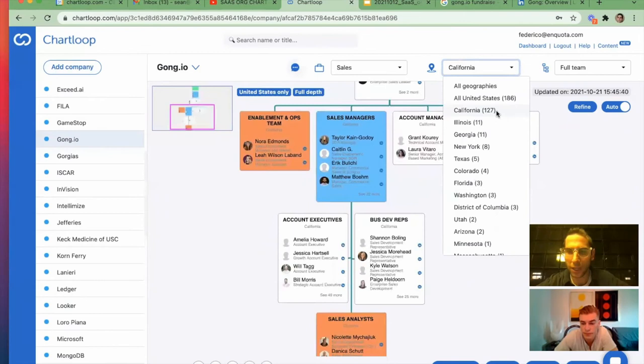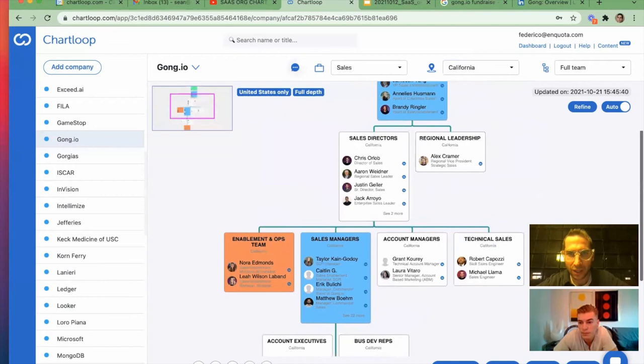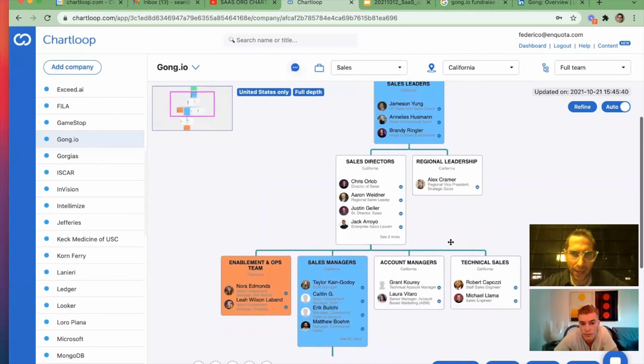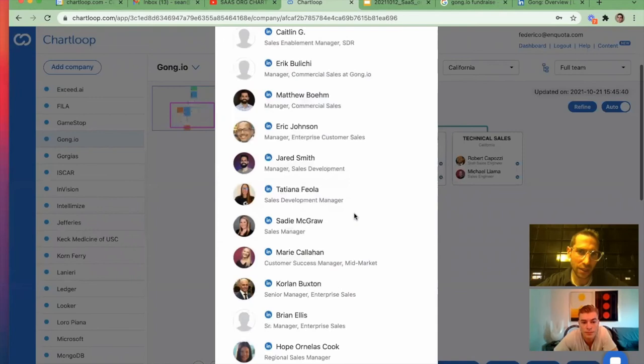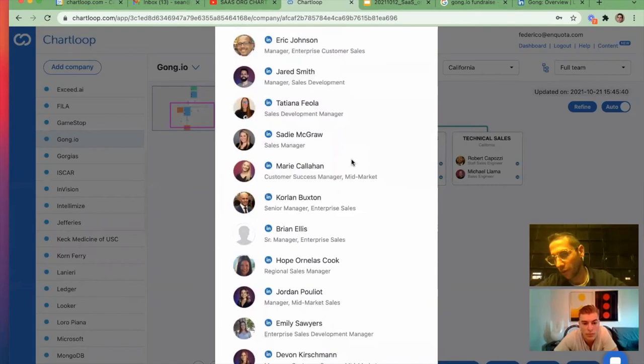And the main buckets here are, obviously, we have the CRO and some of the VPs and a few heads of enablement. Then we have this box with over 20 sales managers, right? So these guys are the managers of either the SDRs or the reps themselves, like the AEs and the enterprise sales. That's the whole box over there.